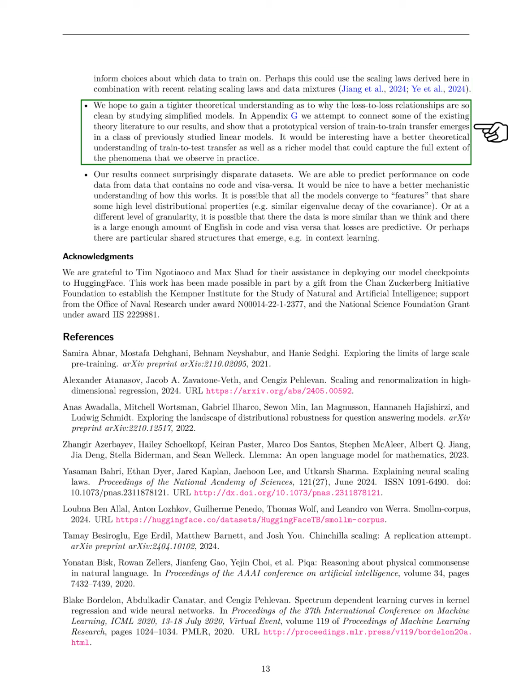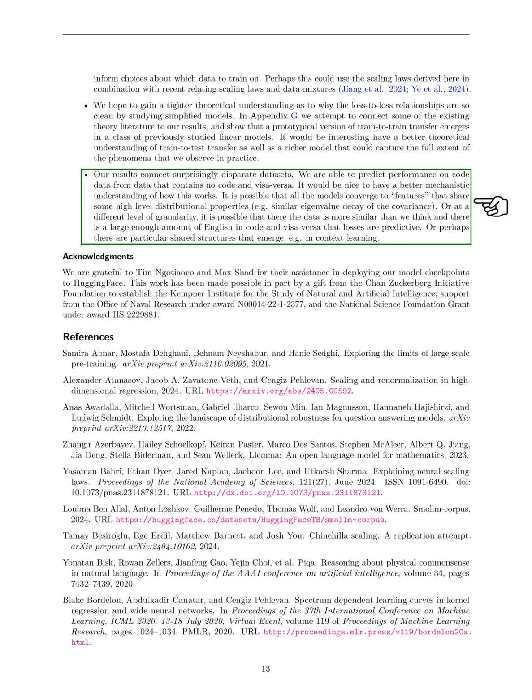We aim to develop a clearer theoretical understanding of why the loss-to-loss relationships appear so consistent by examining simplified models. In our appendix, we try to link existing theoretical literature to our findings and demonstrate that a basic version of train-to-train transfer can be seen in certain linear models we've studied. We also seek a deeper theoretical insight into train-to-test transfer and aspire to create a more comprehensive model that captures the full range of phenomena we observe.